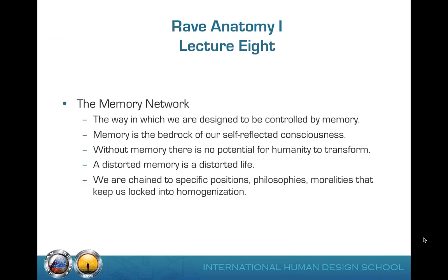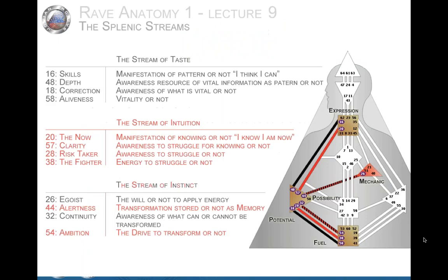And a distorted memory is a distorted life, which takes me back to the very first lecture in this series. If we're not following our strategy and authority, or nourishing our body the way it needs to be nourished, or our body's not in the right environment, then everything gets distorted. Even our memory gets distorted. So, he says we are chained to specific positions, philosophies, moralities that keep us locked into homogenization. So this is a fascinating journey through the memory network.